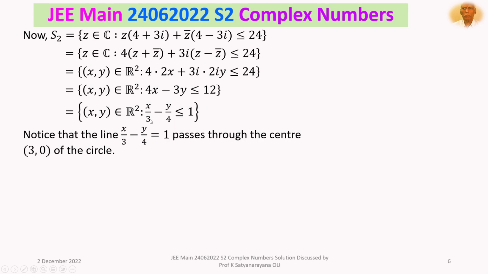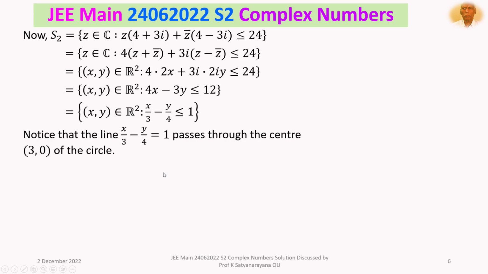Therefore, this line x by 3 minus y by 4 is equal to 1 passes through the center of our circle, the center C (3, 0). And now what is this region? That is x by 3 minus y by 4 less than or equal to 1. Is it above this line or below this line? That is the question.